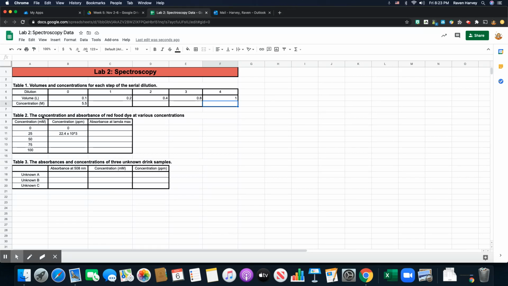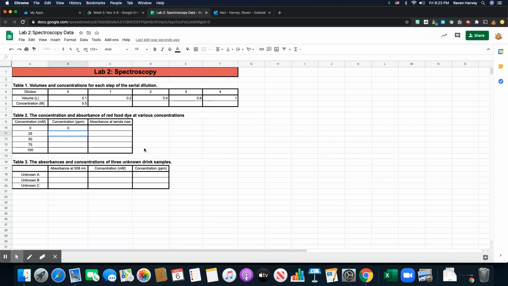The next was making your standard curve. So the first step was using the equation that they gave us in the lab on how to go from millimolar to parts per million. So this was the number given in that calculation from 25 millimolar to 22.4 times 10 to the third parts per million. And so instead, I'm going to actually make an equation in Google Sheets.